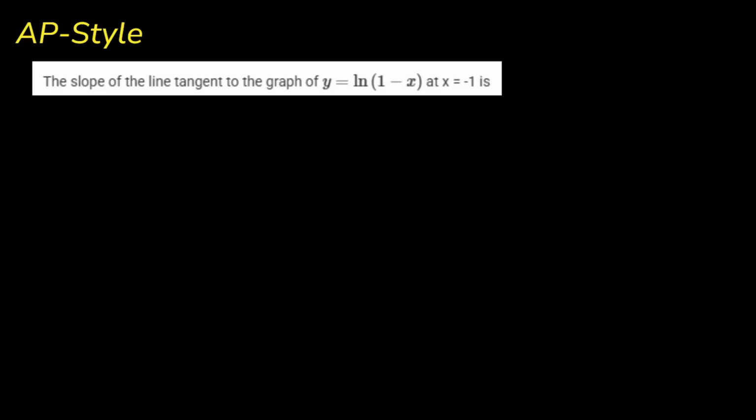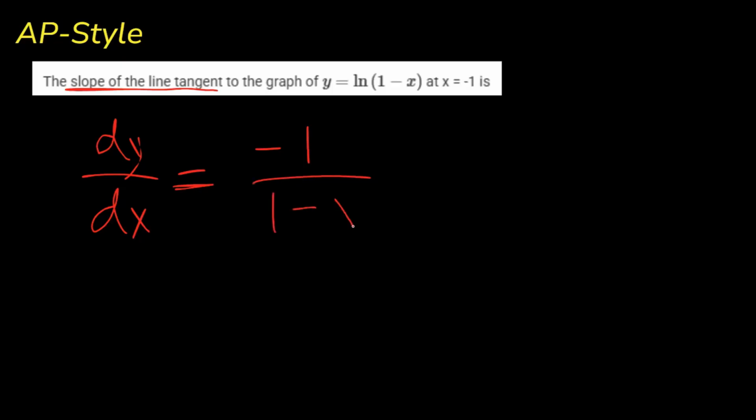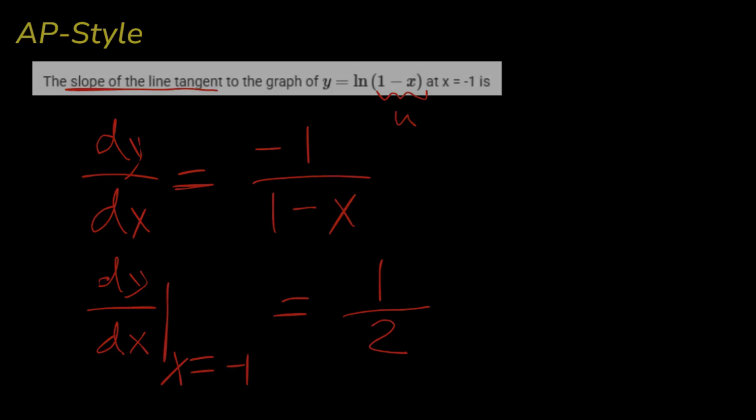So for this one, the slope of the tangent line to the graph of y at x equals -1 is, so the slope of the tangent line should be a phrase that you recognize to mean the derivative evaluated at the x value. So dy/dx equals u prime, so -1, over u, 1 minus x. All right, I'm using the 1 minus x as u. So if I evaluate this at x equals -1, this is going to equal 1/2.